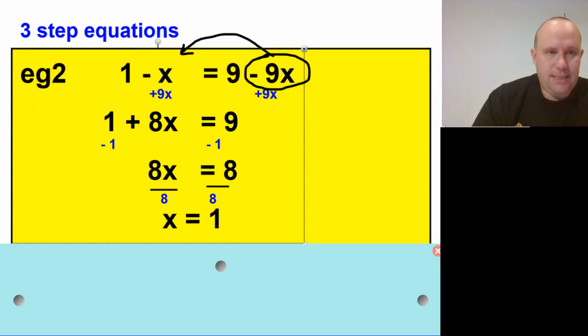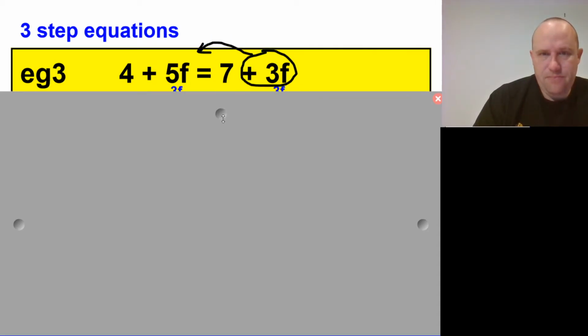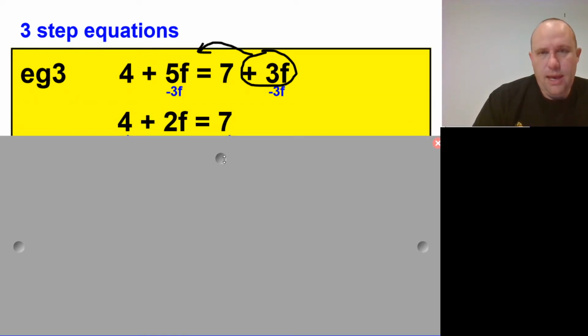Okay, let's head on to our last example. So, same sort of thing. I put the letters in the middle again here. So I'm going to be moving all my letters to one side. So I personally want to collect on my left-hand side. So instead of adding 3f, I'm just going to take away 3f from both sides. And 5 take away 3 is 2. Once again, positive 2. So I'm just going to leave it like this.